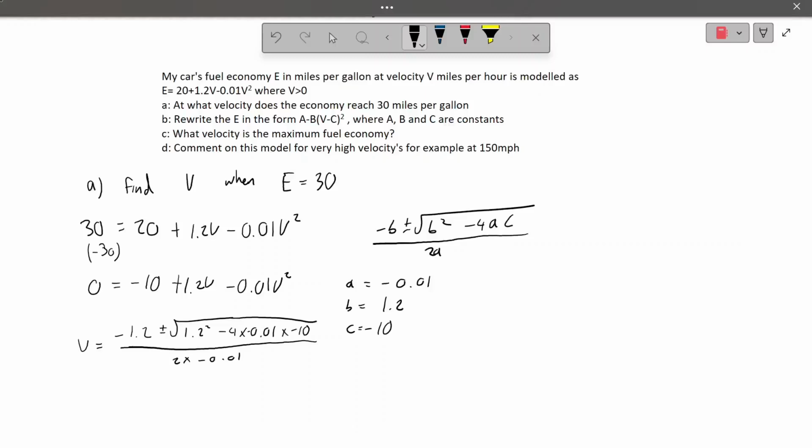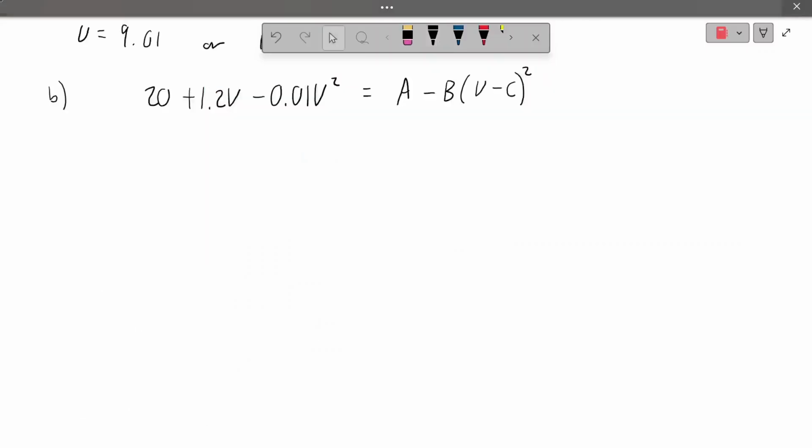So we type that in a calculator and we get V equals 9.01, or we get 110.99. So that's part A then. Nice and easy. So let's look at part B.